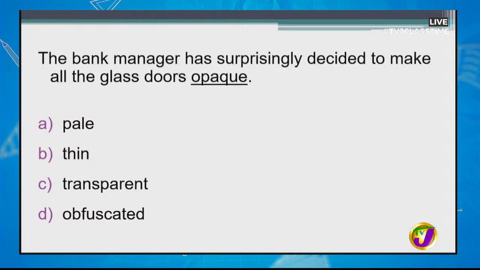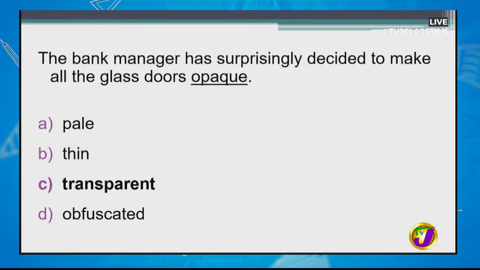The bank manager has surprisingly decided to make all the glass doors opaque. Opaque. What does it mean to be opaque? Think about it. I think these are the words we normally learn in grades 3 and 4 when we're doing opposites. So when it's opaque, you can't see through it. So the opposite of something that is opaque naturally is something that is transparent.